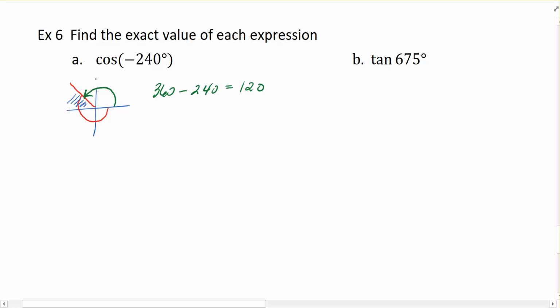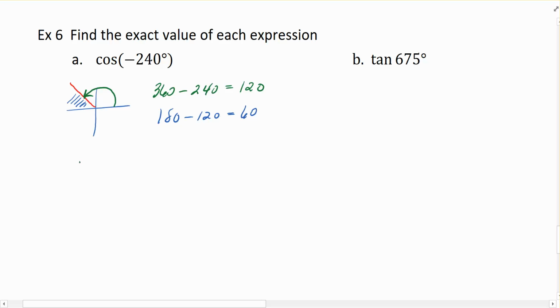But what I'm interested in is not the coterminal value, but the reference angle. The reference angle, again, is that small acute value that is located between the terminal side and the horizontal axis. So I'm going to take 180 degrees minus 120, and I find out that that is, in fact, 60 degrees, which is the reference angle. So now that I know what the reference angle is, think back to those special triangles that we talked about. We had a 30-60-90 triangle, and we had a 45-45-90 triangle.